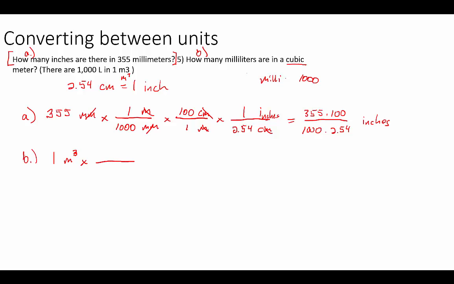For this one it's really not, because we know that there's 1,000 liters in one cubic meter. So cubic meter is 1,000 liters. Cubic meters cancel. But we want to go to milliliters. So on the bottom I'll put liters. 1 liter, milli is 1,000. Milliliters. Liters cancel, and then we just multiply 1,000 times 1,000.